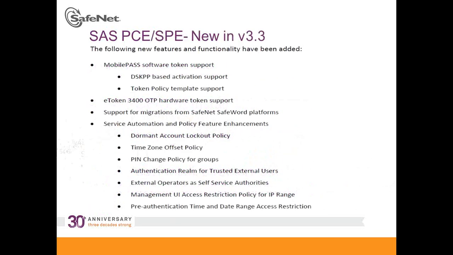So first of all, let's talk quickly about some of the new things that we added in this release that's available for download. So we've introduced Mobile Pass in 3.3, eToken 3400. We added support for migrations for the SafeWord platform. And we've added some features within the SAS UI, such as dormant account lockout, UTC offset, some pin change policy settings, authentication realms for trusted external users.